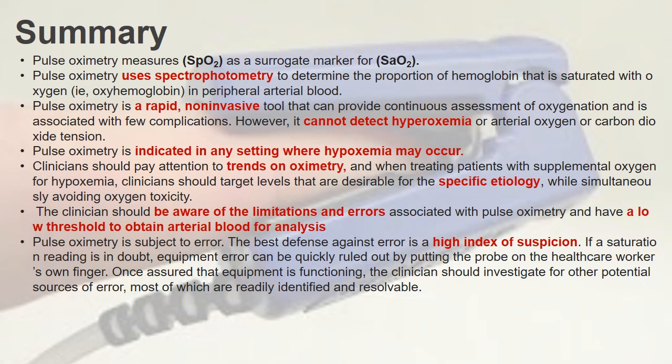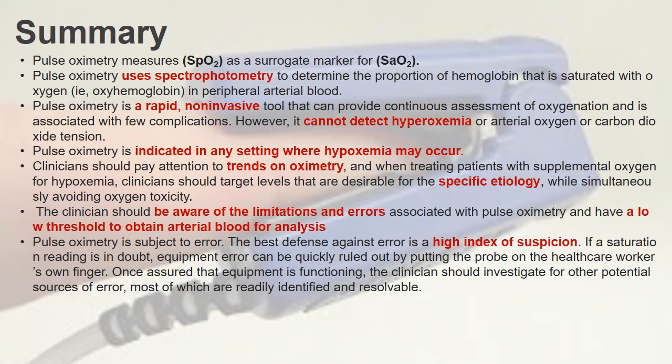It is very good in that it is a rapid, non-invasive tool. You don't have to get an ABG every now and then. However, it cannot detect hyperoxemia. Of course, this is a limitation. Pulse oximetry is indicated in any setting where hypoxemia may occur. I have told you the applications and the areas of the hospital and clinical situations in which you can apply it.